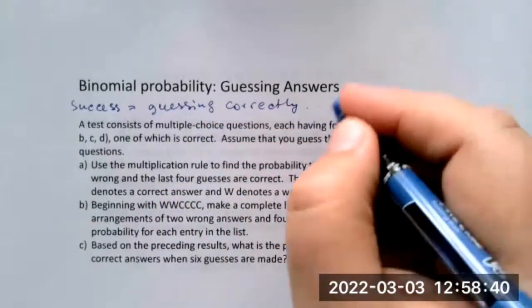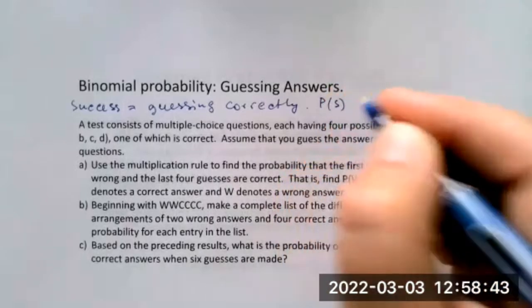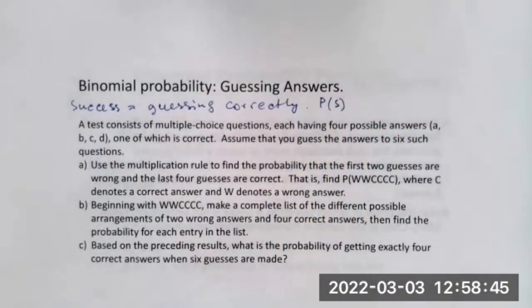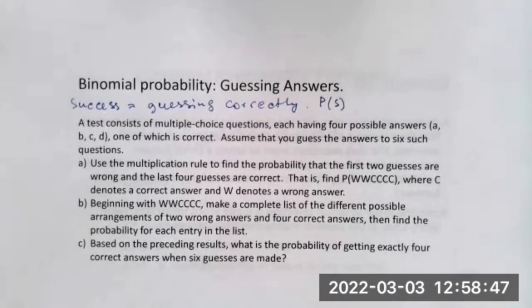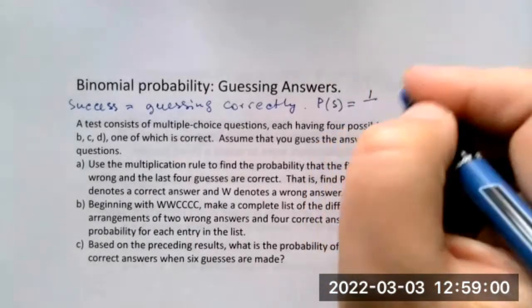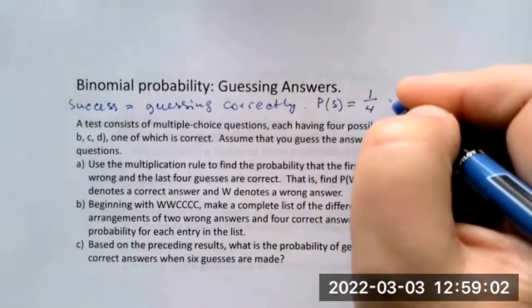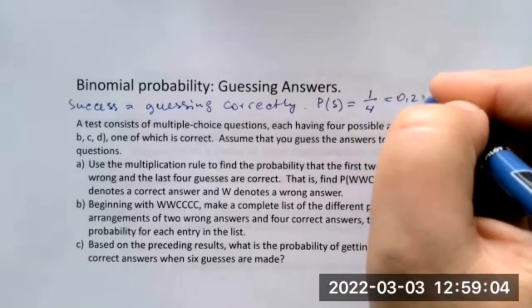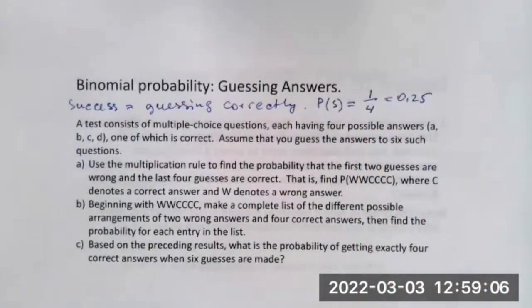Okay, and what's the probability of success? Well, again, if you need to pause to answer this question, please do so. And we're going to continue. If we have 4 possible answers and only one of them is correct, that means that the probability of success is 1 out of 4 or 0.25, and we already talked about it.